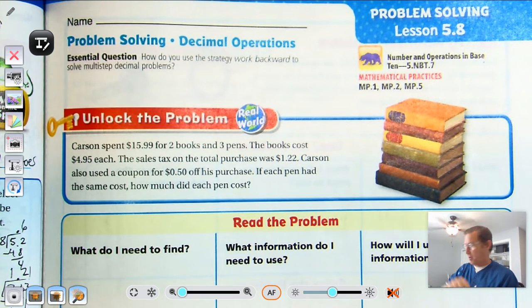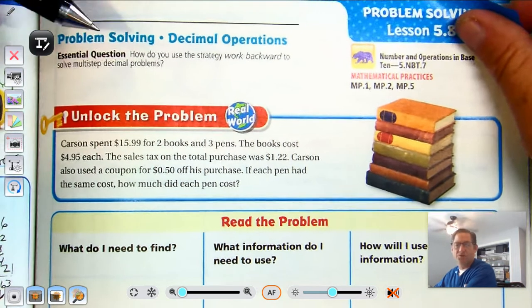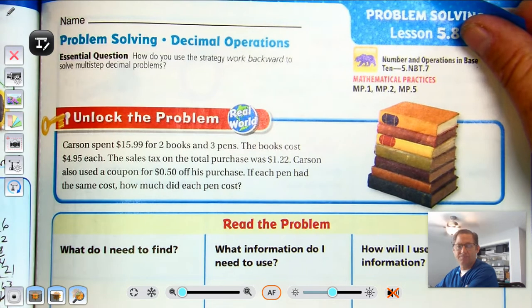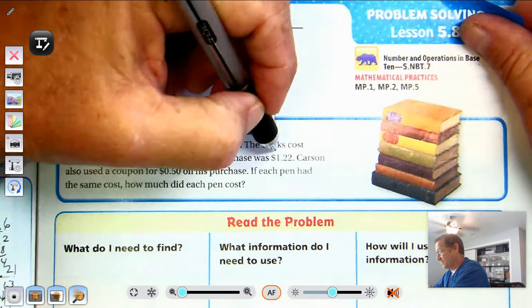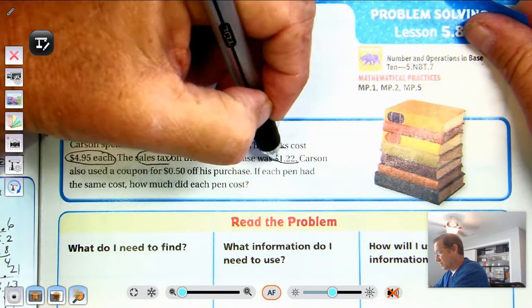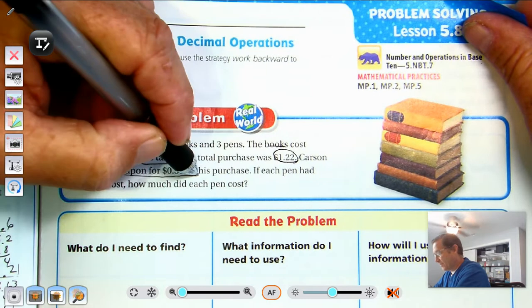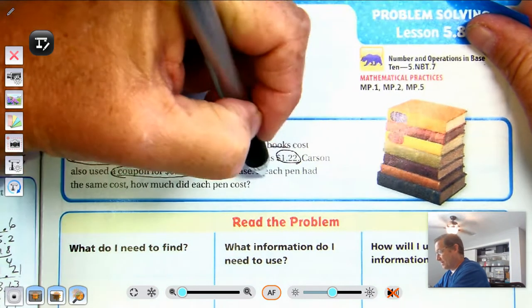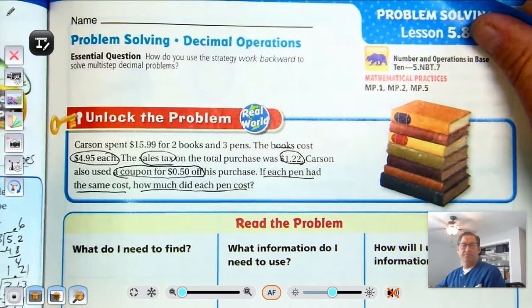Okay. All right, we are on page 239 of the fifth grade Go Math textbook. So let's look at the unlock the problem. So Carson spent $15.99 for two books and three pens. The books cost $4.95 each. The sales tax on the total purchase was $1.22. And Carson also used a coupon for $50 off. If each pen had the same cost, how much did each pen cost?